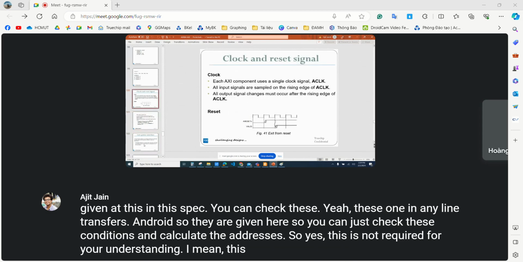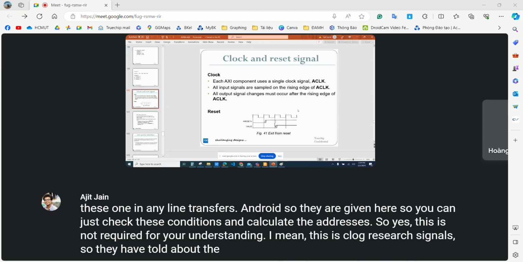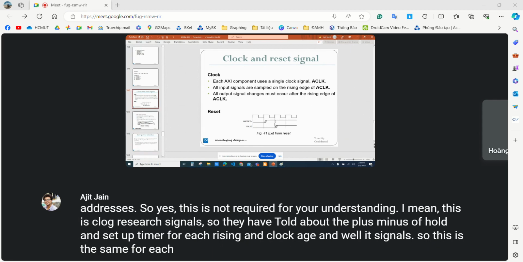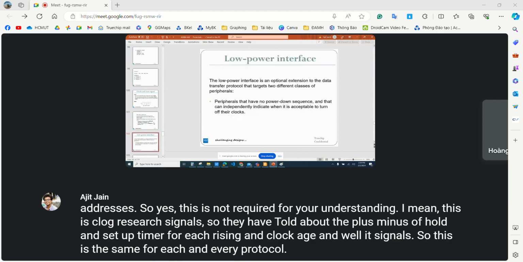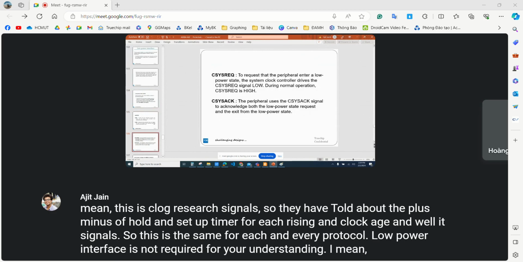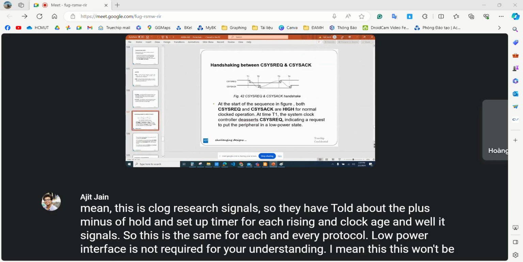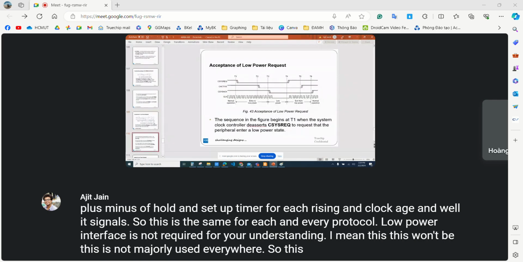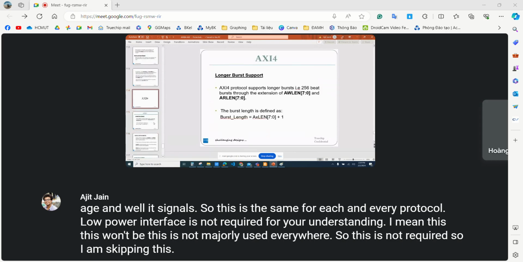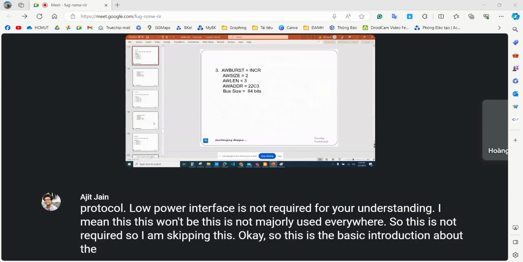Then clock and reset signals. They describe the setup and hold times for each rising clock edge at reset and valid signals, and this is the same for every protocol. The low power interface is not required for your understanding, as it is not majorly used everywhere, so I'm skipping this. So this is the basic introduction to AXI.